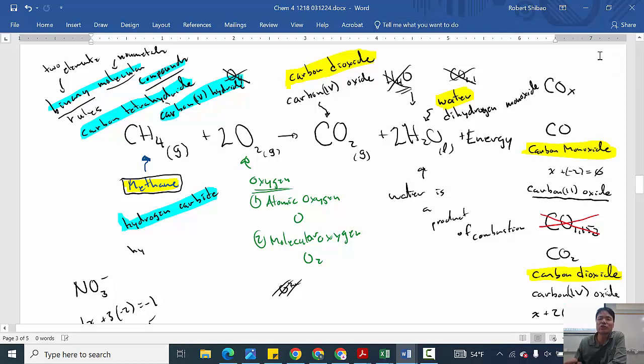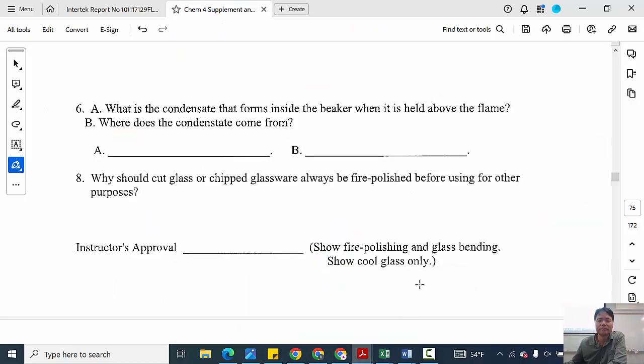Another name for this would be hydrogen oxide. But I'm not going to write it there. And yet there are more names for this. All right, so what is the condensate that forms inside the beaker when it is held above the flame? Water. Where does the condensate come from? Product of combustion.